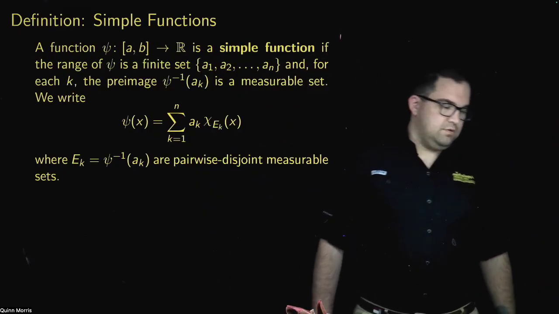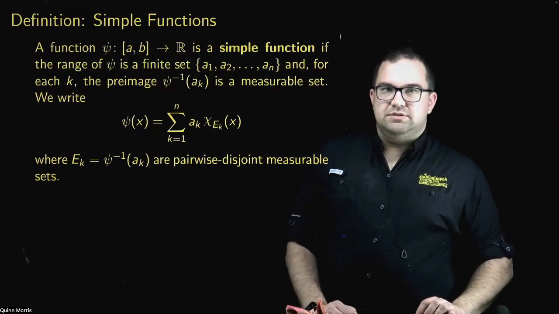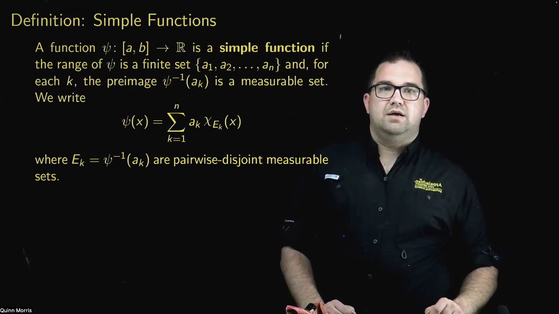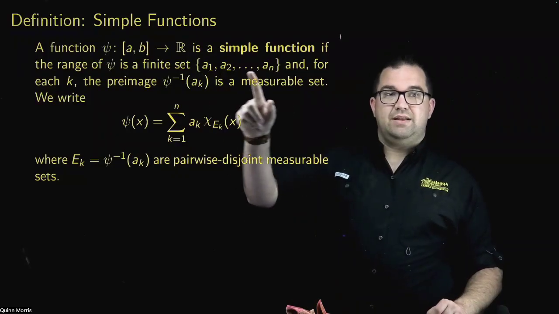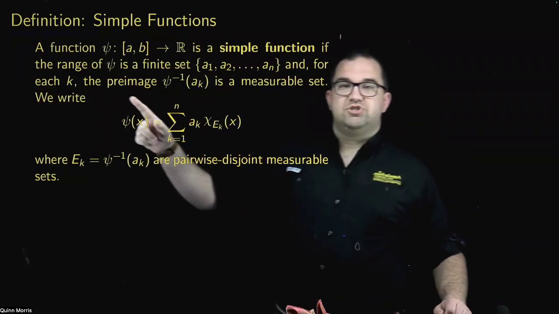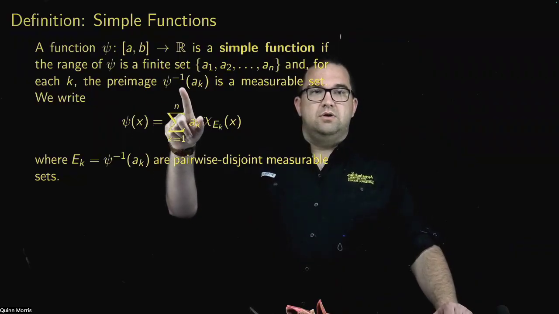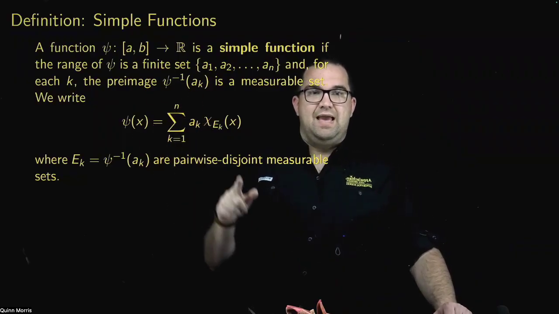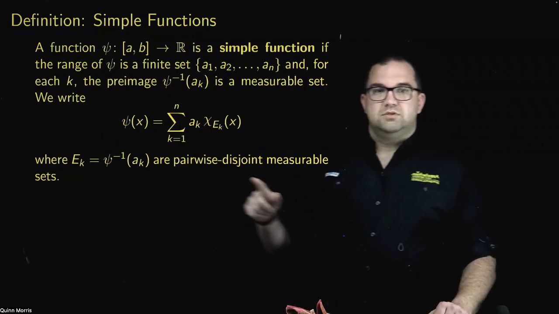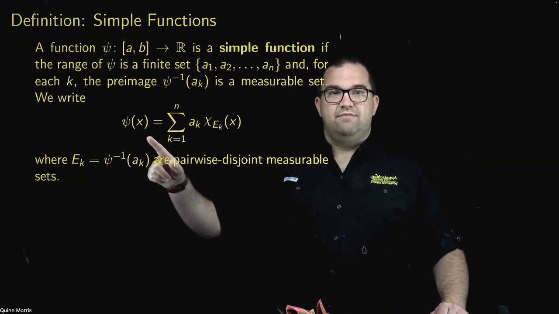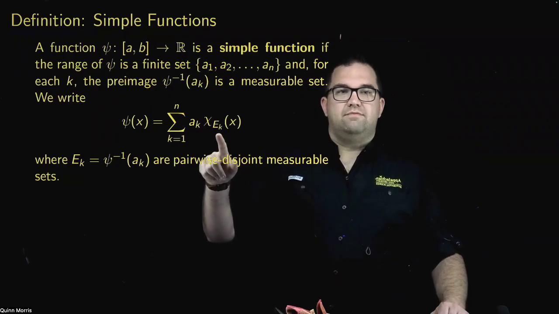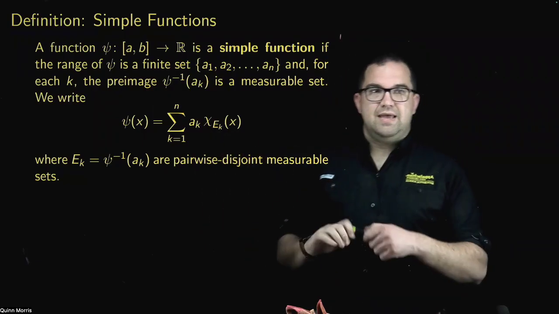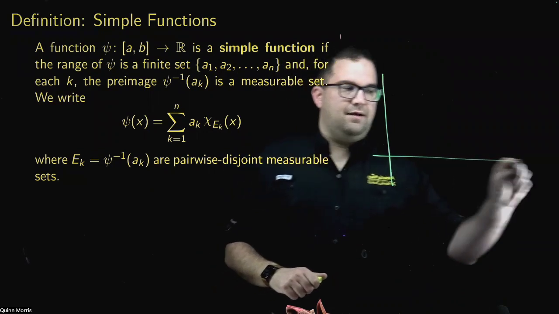So a simple function, so instead of phi, now we're going to use psi. A function psi is a simple function if the range is a finite set, and for each k, the preimage, that is psi inverse of a_k, is a measurable set. So we can write psi of x as a sum, k equals 1 up to n, of a_k times the indicator function of this set E_k. Again, it's exactly the same idea.